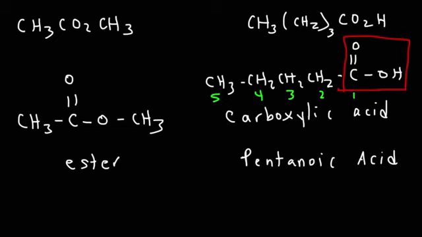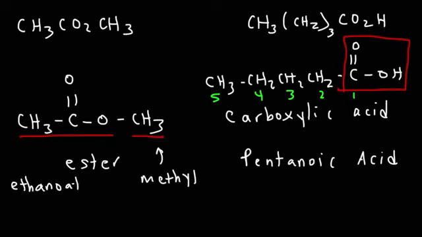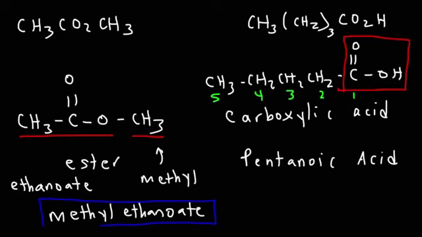Now, as for the ester, we have a methyl group, and then here we have a 2 carbon group with 2 oxygens, which is called ethanoate. So combined, this is called methyl ethanoate. If you want more examples on how to name esters, just type in ester nomenclature in the YouTube search bar, and you'll see some videos come up that have more examples on how to name esters. But that's how you can name this particular one. It's called methyl ethanoate.